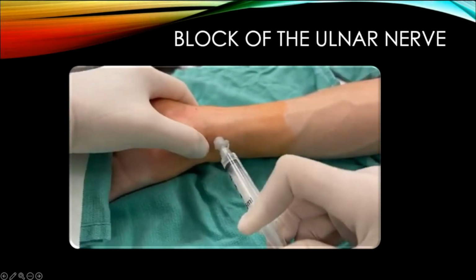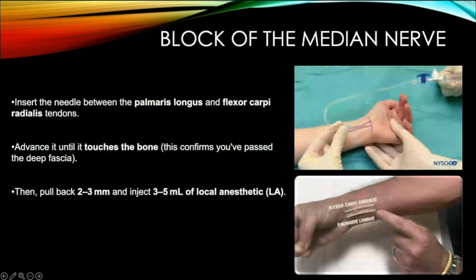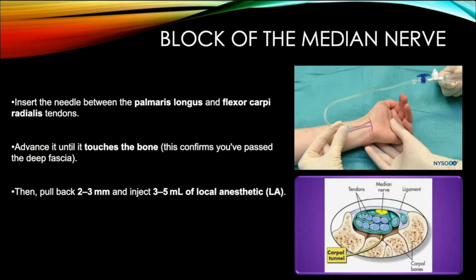Okay, this is the video to show how we block the ulnar nerve. So next is the block of the median nerve. For the median nerve, we insert the needle between the palmaris longus and the flexor carpi ulnaris.